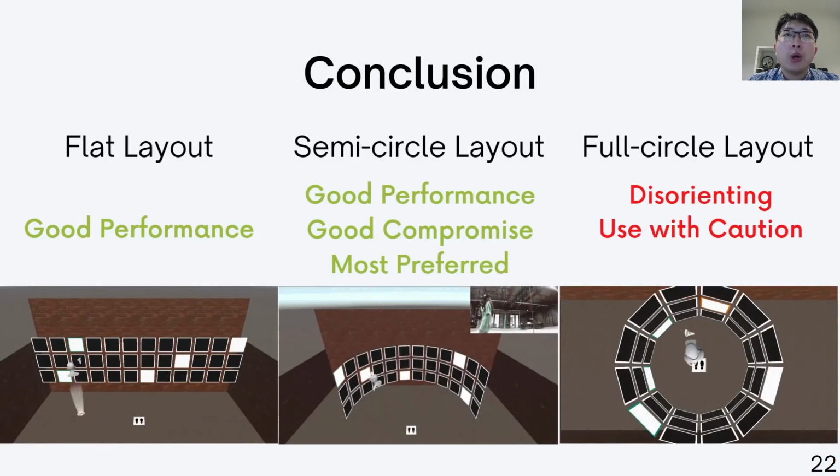In summary, with tasks that depend on user spatial memory of the layout, flat layouts and semicircle layouts are more performant than full circle layouts. The semicircle layouts provide a good compromise between the other 2 layouts and are most preferred by participants. The full wraparound layouts and the rotation required to navigate them are disorienting to users and should be used with caution for immersive information presentation.